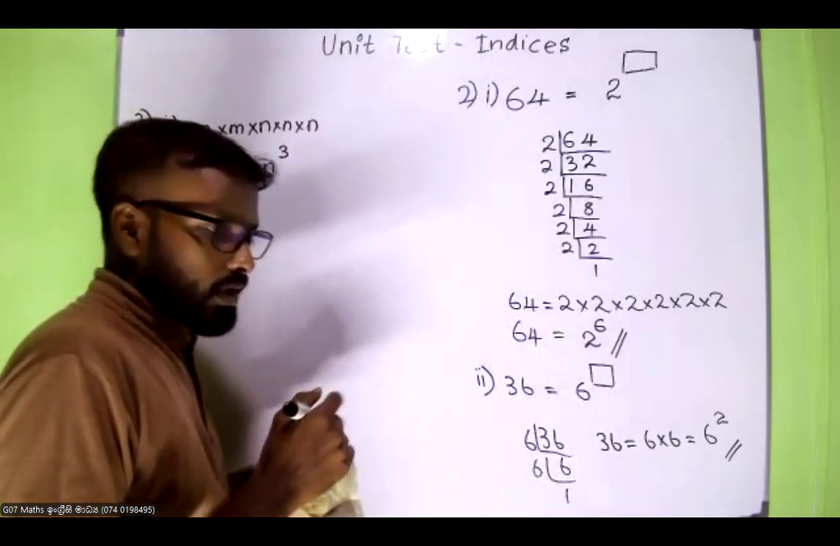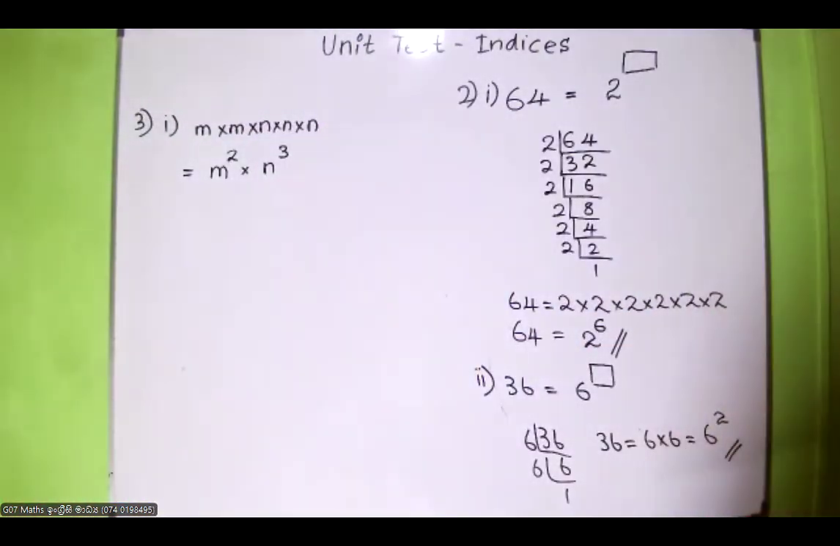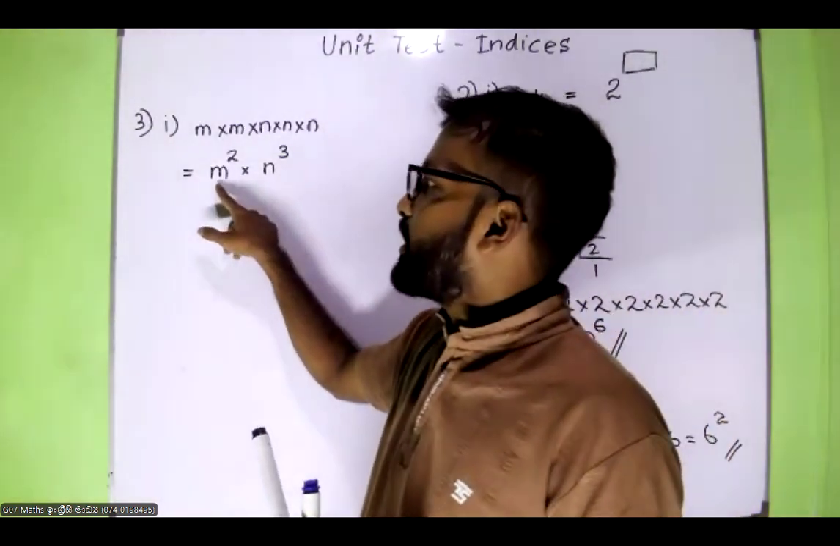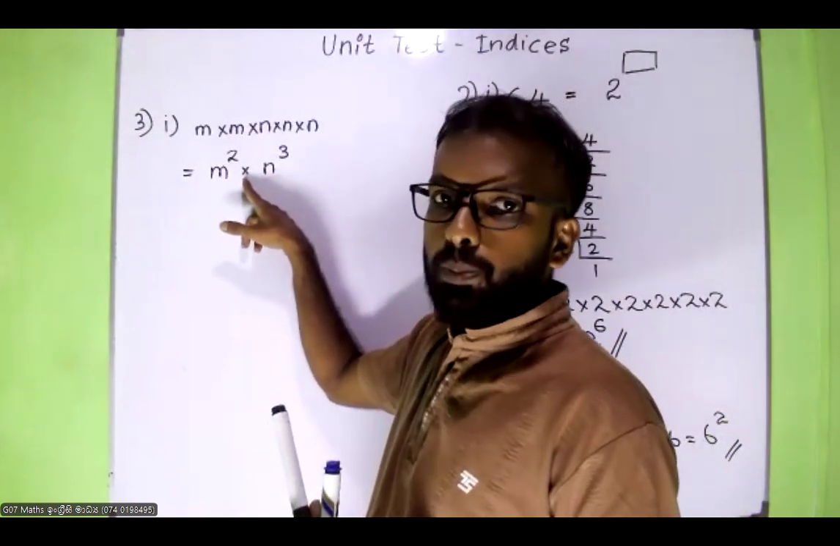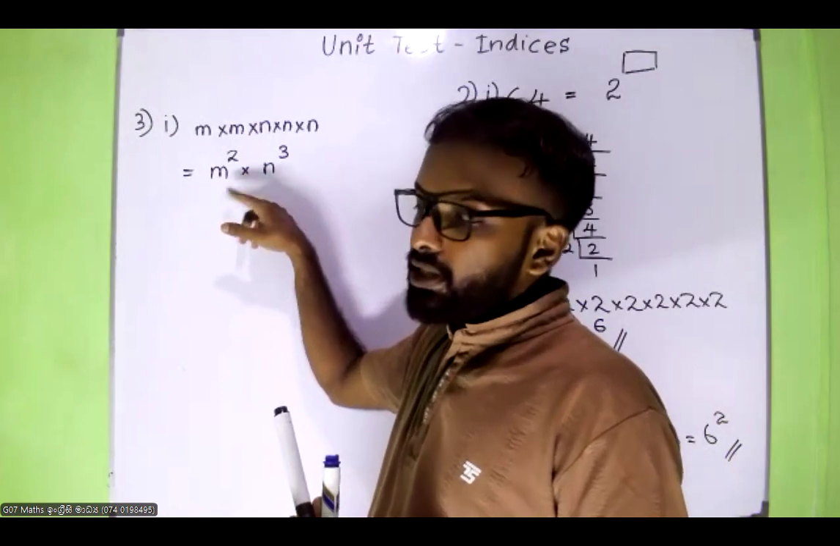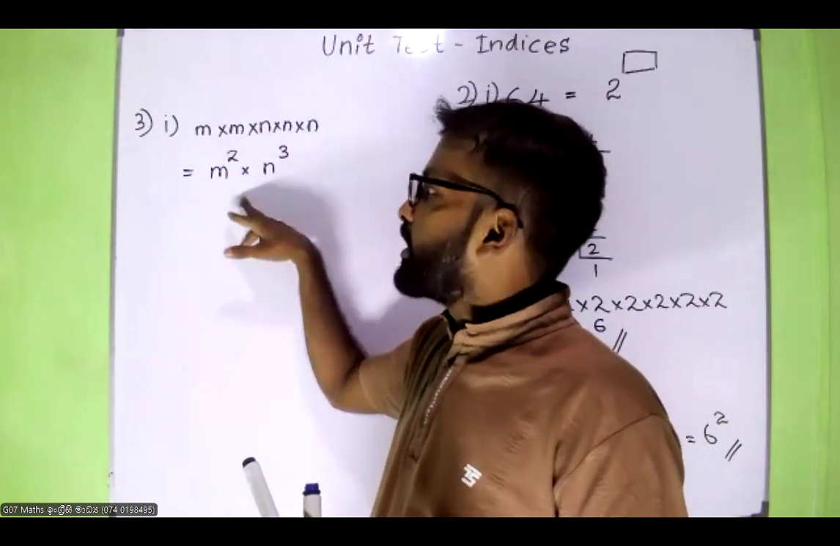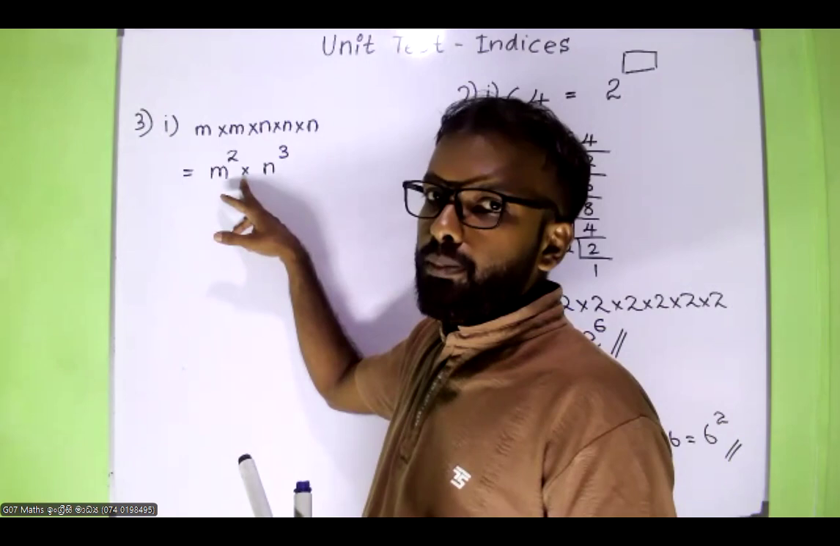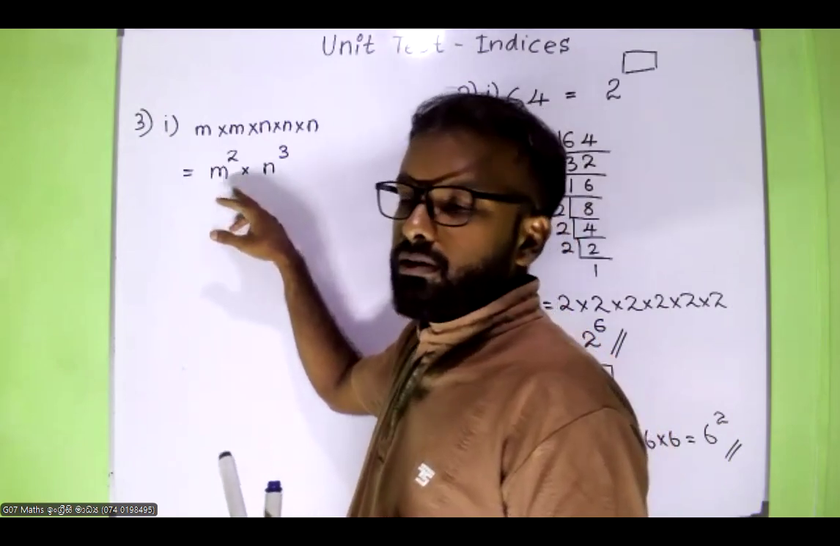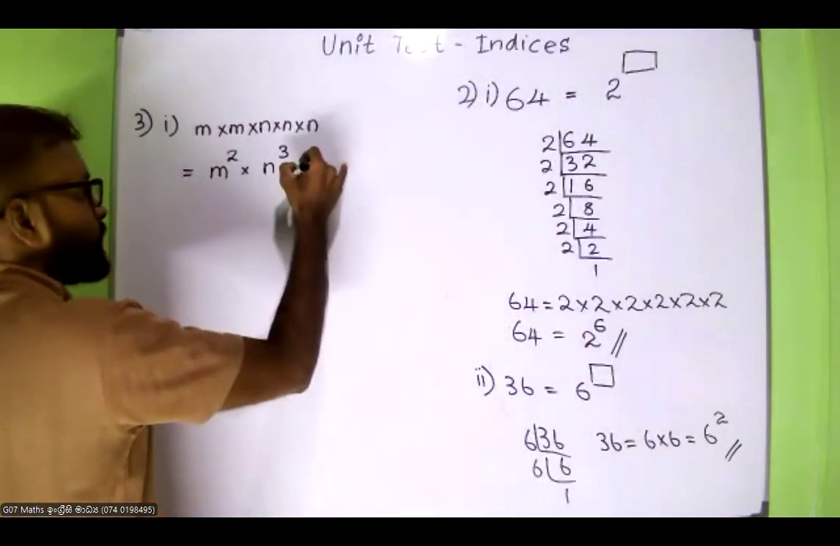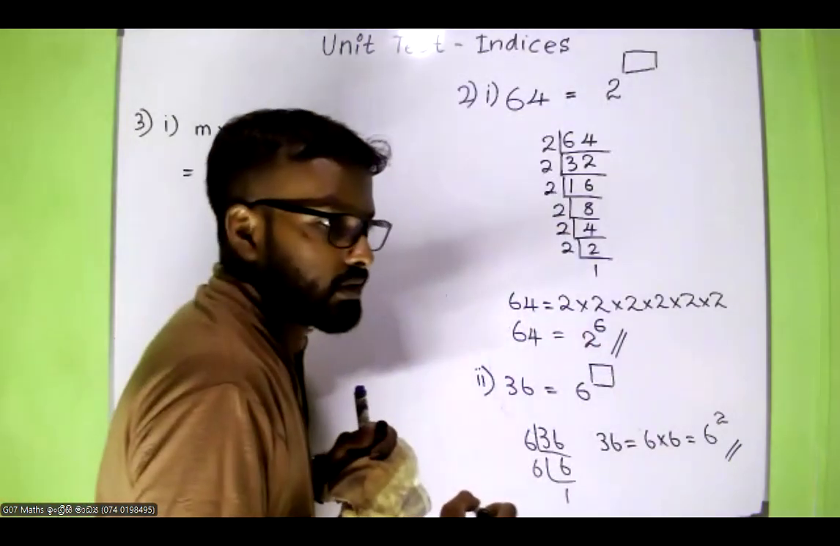And also one important thing. If you want, you can write this as M to the power 2, N to the power 3 by removing the multiplication. But it is not necessary in your grade. Removing the multiplication is not needed in your grade.